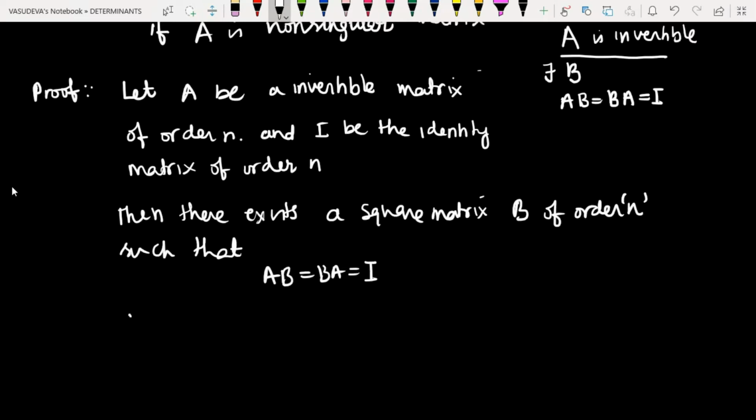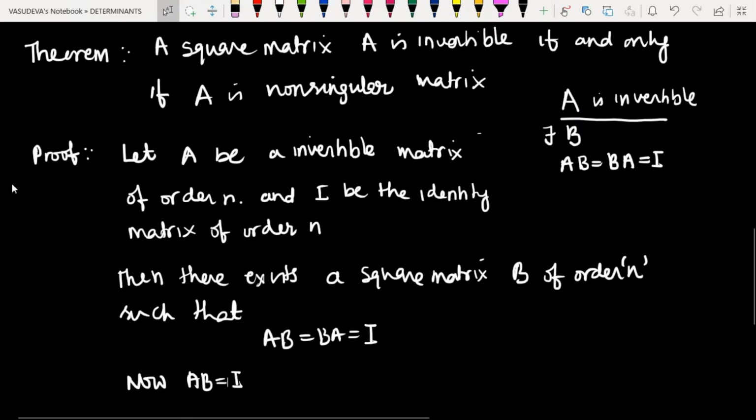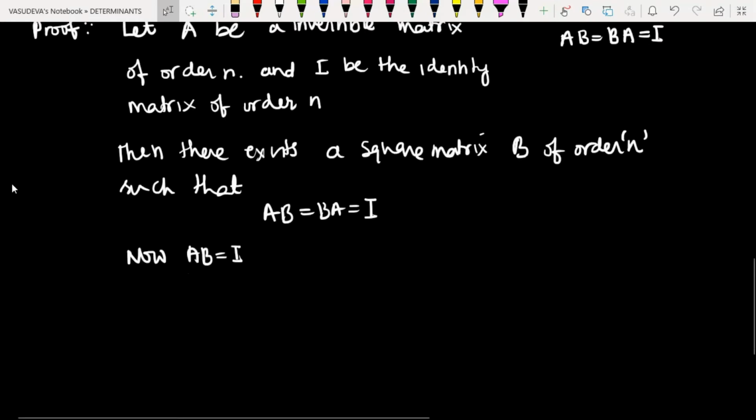So now consider one of the equations, that is AB is equal to I. We have to show that if A is an invertible matrix, then A is a non-singular matrix. This we have to show. From this AB is equal to I, I will take the determinant. Therefore, determinant of AB is equal to determinant of I.